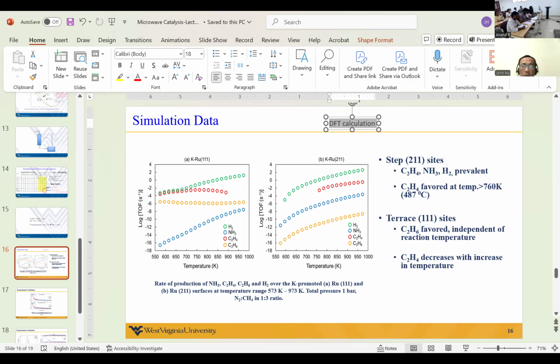The DFT calculation tells us it's feasible. Basically, certain catalysts in the so-called active phase can produce ethylene, ammonia, and hydrogen together at 487 degrees C and ambient pressure. This is really encouraging. Then we started making this catalyst. The catalyst is a potassium ruthenium catalyst, and we started running the reaction.